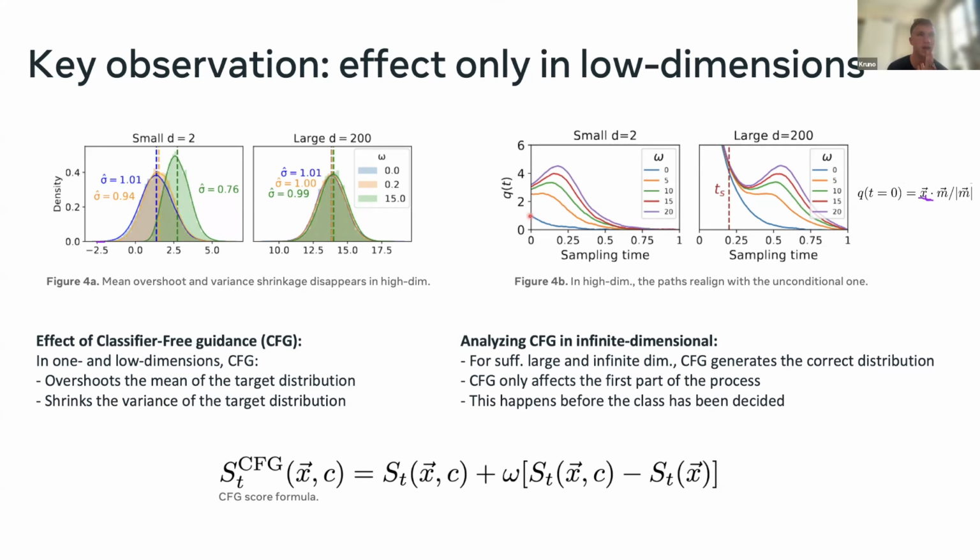But in large dimension, you can see that before this speciation time that I mentioned a couple of slides ago, classifier-free guidance is going to push the paths stronger, but just before speciation time, these paths are going to realign. And they're not only going to realign among themselves, but also with the unguided path. After the speciation time, classifier-free guidance is not going to have any effect. So this is the main conclusion, but I'll go into it a bit more.